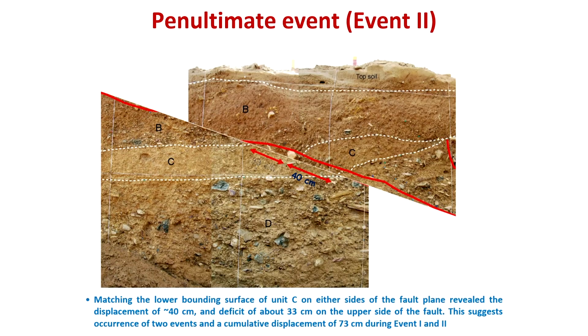Namaskar, welcome back. So, this was the last slide where we were talking about how we resolved the two events from the trench which we dug across the Kutch mainland fault in Kutch, Gujarat. Okay. So, this is how one can do, and mostly we do this type of measurements and try to identify how many times the sedimentary layers, the units, have moved.